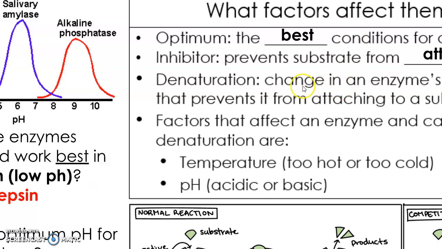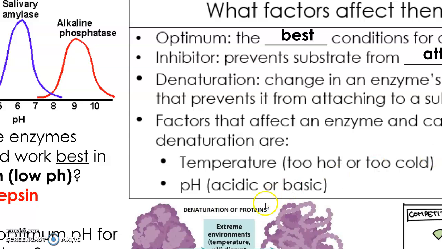Denaturation, it changes an enzyme's shape that prevents it from attaching to a substrate. So like here's a normal protein, it's denatured so it doesn't look normal and the enzyme can't attach to the substrate that it's meant for. Here's another example.